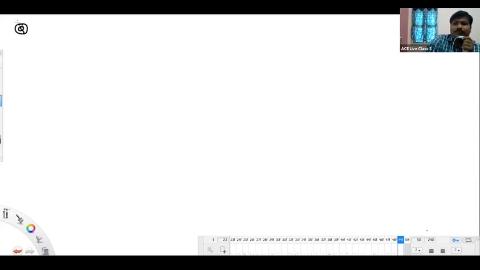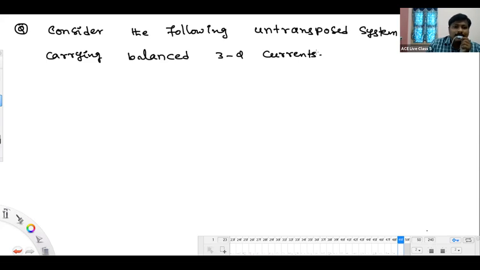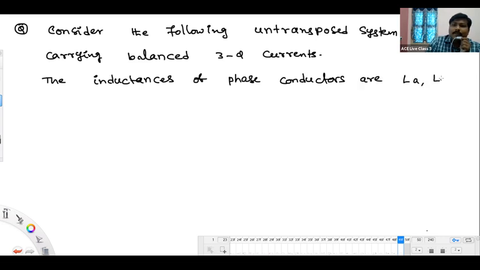One more very simple question. Just go through it now. Consider the following untransposed system carrying balanced three-phase currents. The inductances of the phase conductors are LA, LB, LC.